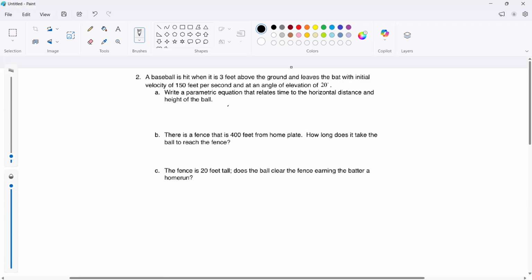I'm going to get x of t, because it's in relation to time, equals the initial velocity, not plus, times 150 times cosine of 20 degrees. I better put the degrees there, times t.